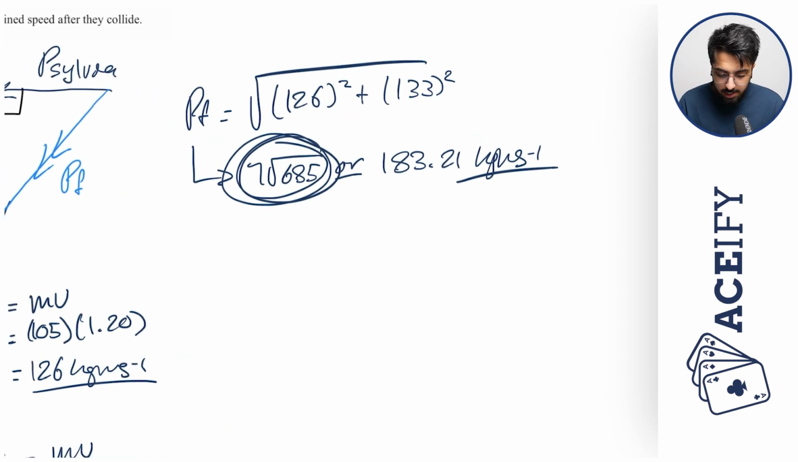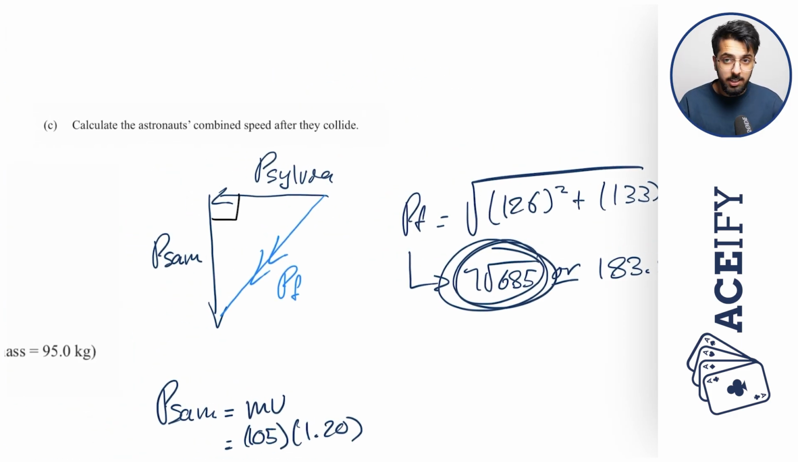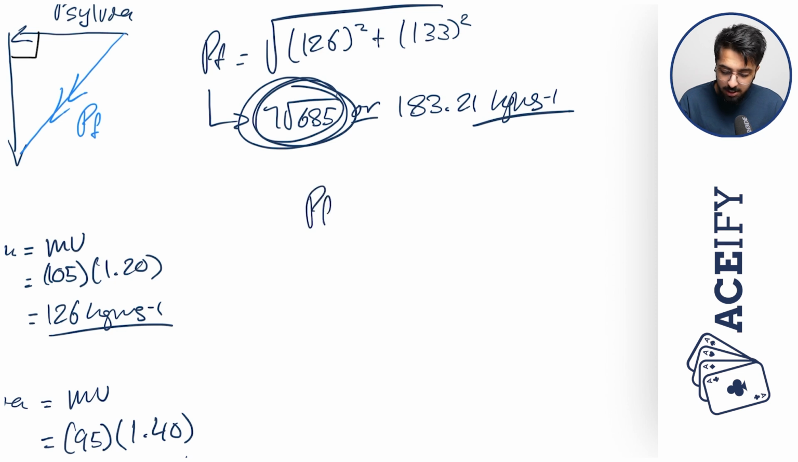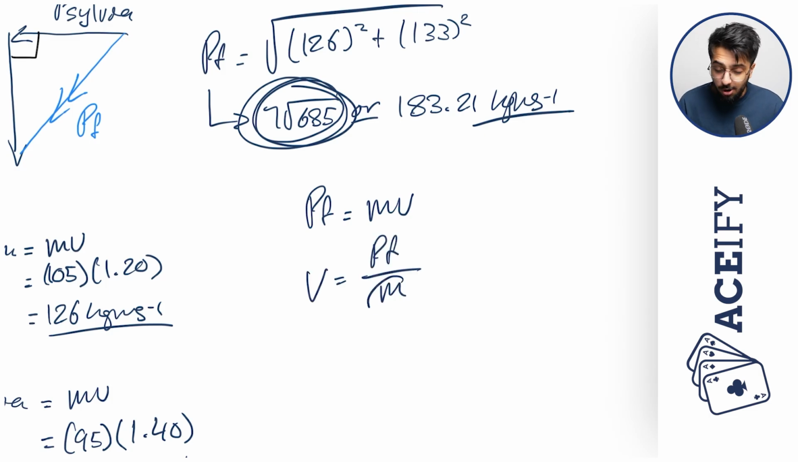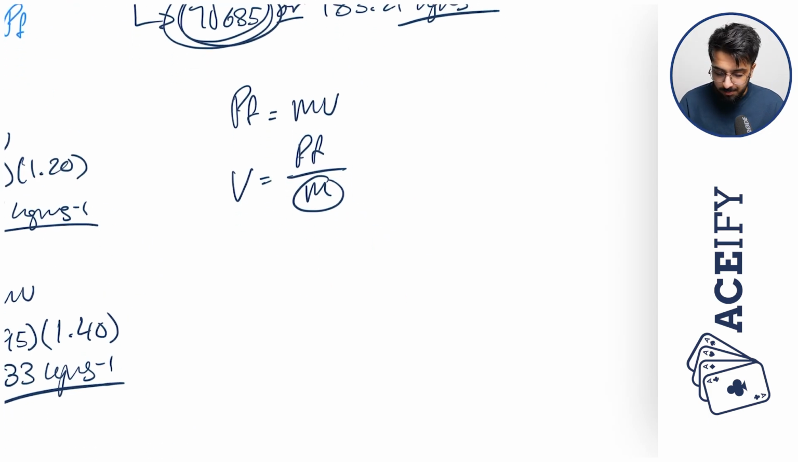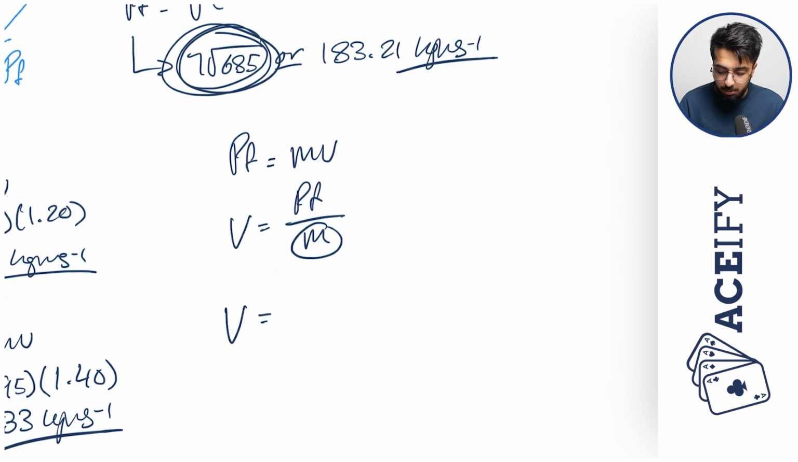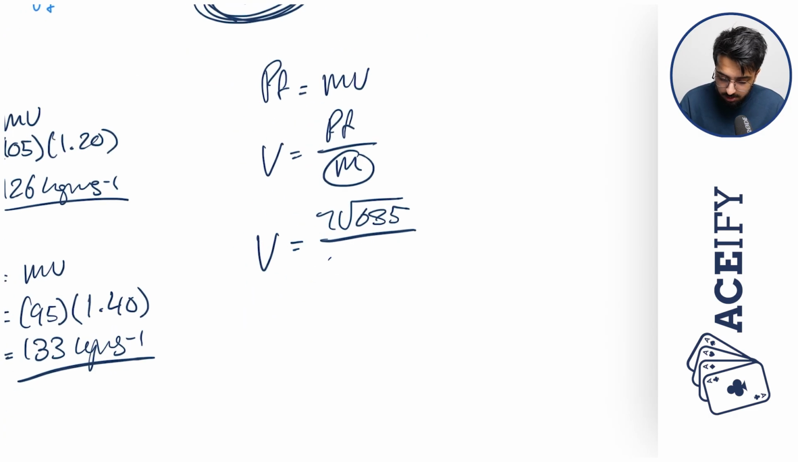Alright, so now we need to calculate their combined speed when they are stuck together, and to do that we obviously know that the momentum finally is again equal to mass times velocity, and so now we can just rearrange for our velocity, and we get velocity is equal to the momentum finally all over the mass. The mass in this case is the mass of Sylvia and Sam combined. Alright, so we have our velocity is equal to the final momentum. Again, we're going to use this value right here to keep whole values. So that's 7 square root 685 all over the mass of Sylvia, which is 95, plus the mass of Sam, which is 105 kgs. And this gives a velocity of 0.916 meters per second.